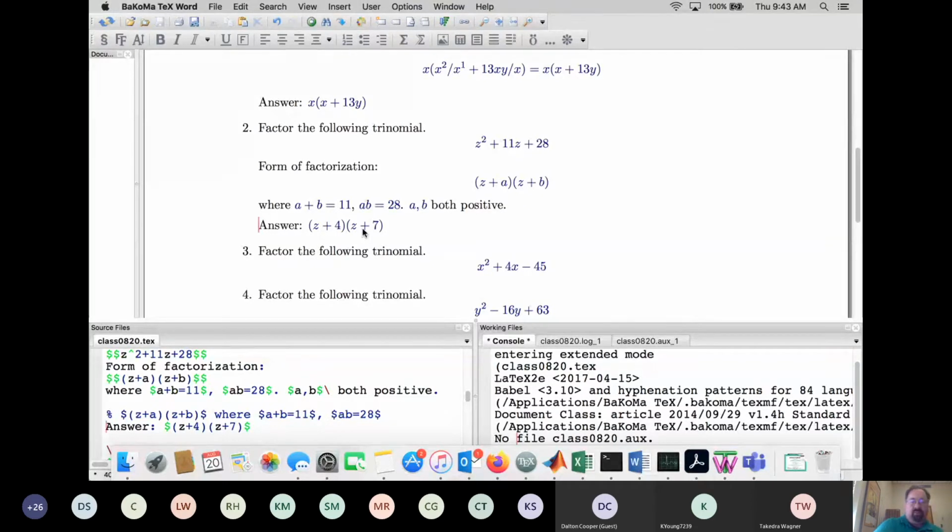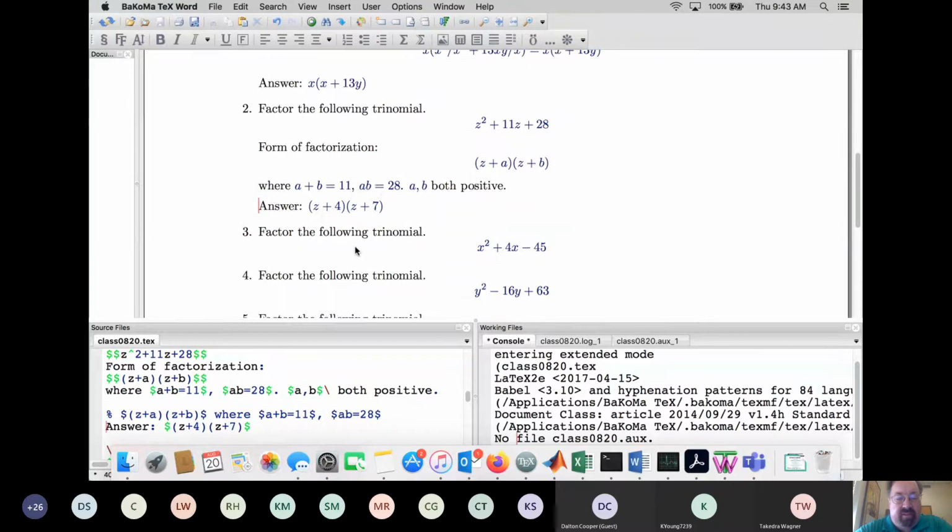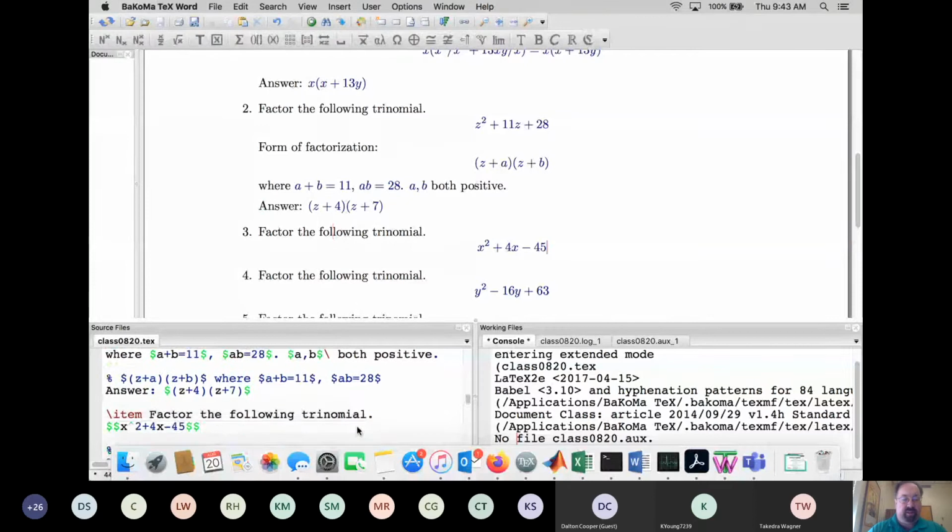And of course, it won't matter what order you enter the factors in, and Hawks would be smart enough to figure it out in either case, whether it's z plus 4, z plus 7, or z plus 7 times z plus 4. Okay, so in the next problem, we take the same approach.